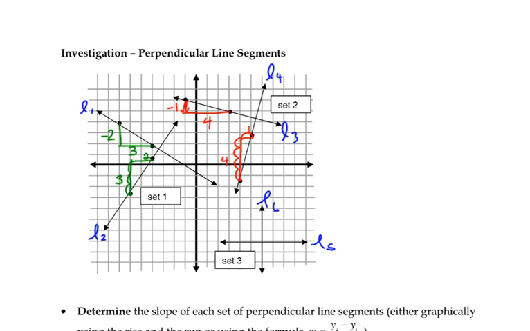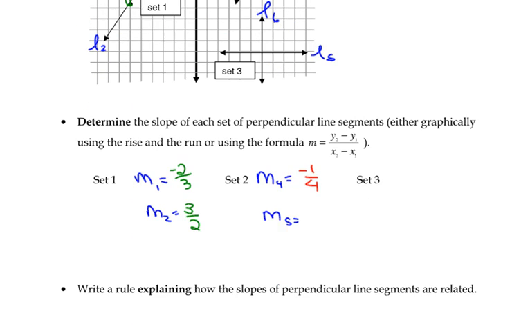If you're up 4, right 1, remember if it rises to the right, this should be a positive slope. So +4/1. Could you write that another way? Just 4. 4 divided by 1 is 4. Set 3 is going to be a lot easier to do.